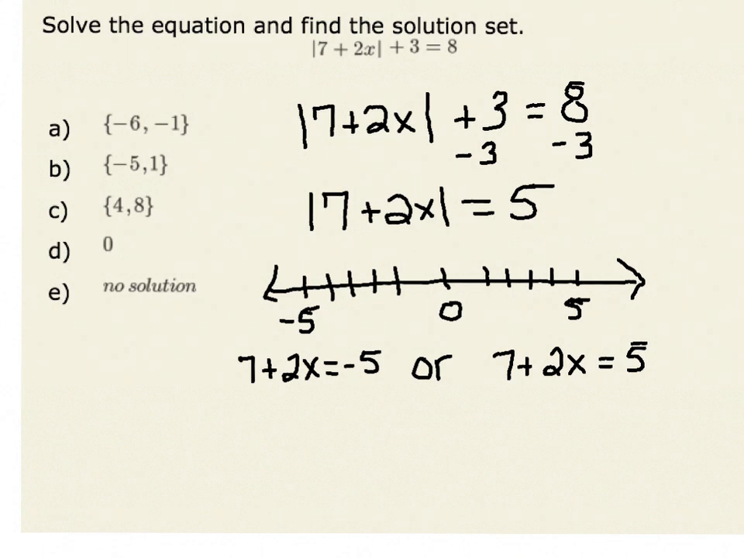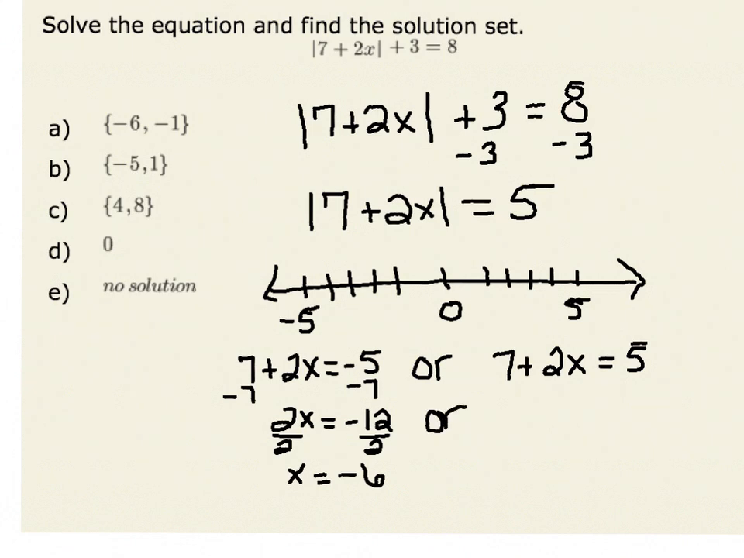In order to solve 7 plus 2x is equal to negative 5, I could subtract 7 from both sides, giving us 2x is equal to negative 5 minus 7, or negative 12. Dividing both sides by 2, I can see that one solution is x is equal to negative 12 divided by 2, or negative 6.